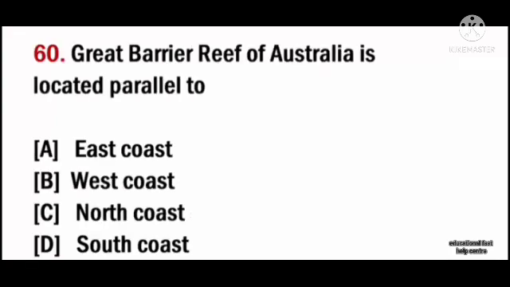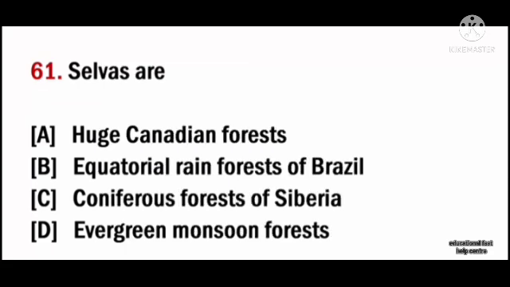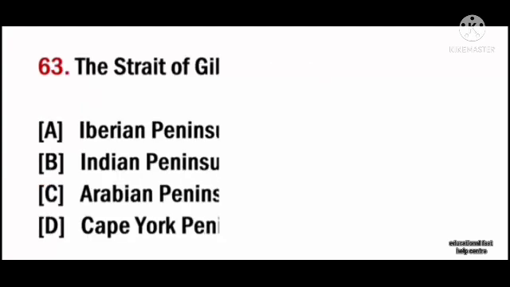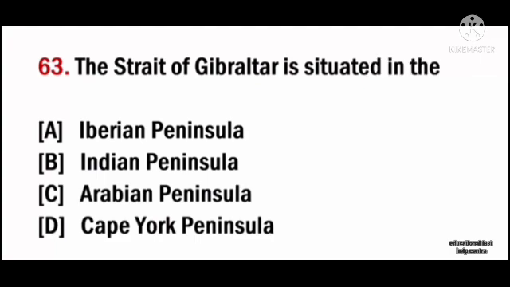Great Barrier Reef of Australia is located parallel to? Answer A, East Coast. Selvas are? Answer B, Equatorial Rainforest of Brazil. Sunda Strait lies between? Answer C, Java and Sumatra. The Strait of Gibraltar is situated in the? Answer A, Iberian Peninsula.